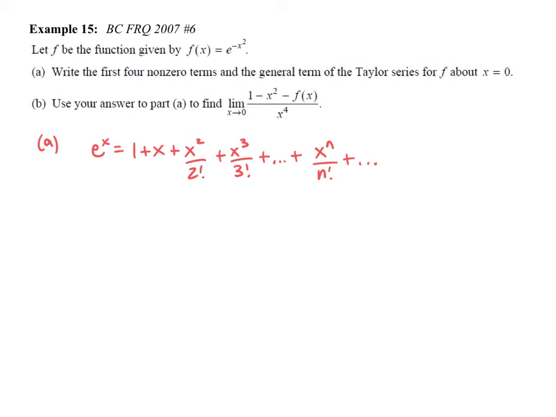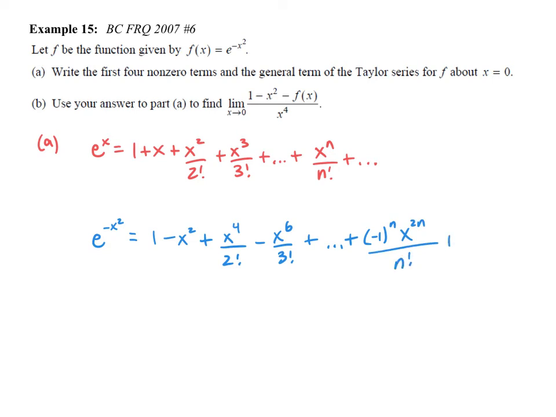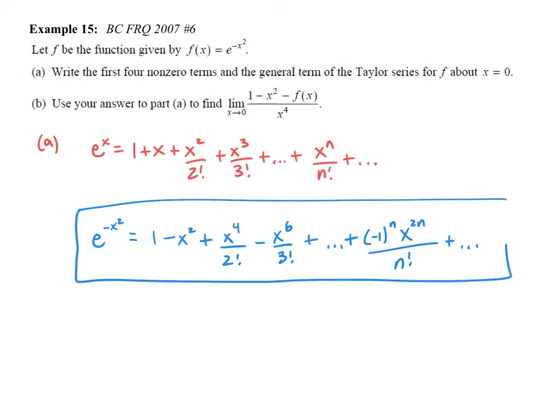Now we're going to take negative x squared and substitute that in for x. So we have 1 minus x squared plus x to the 4th divided by 2 factorial minus x to the 6th over 3 factorial, and so on. And then I have an alternator, negative 1 to the n, x to the 2n divided by n factorial. And there we go. Those are going to be your first 4 non-zero terms in addition to your general term centered at 0 for this function f.